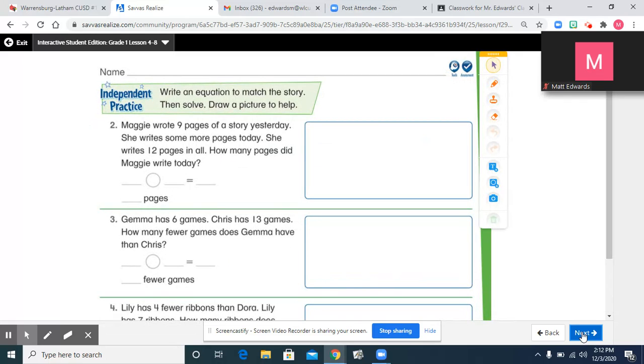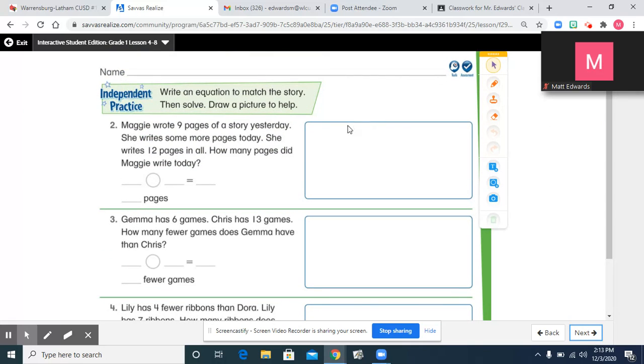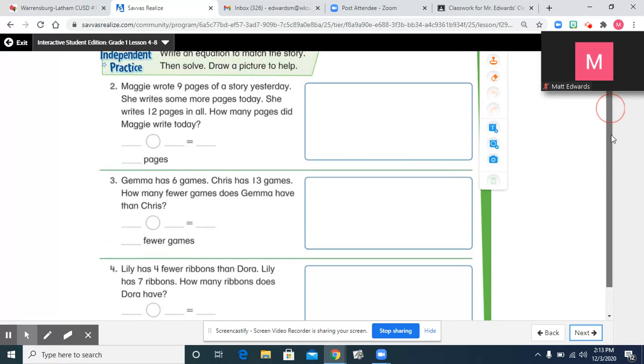Now you are doing the same thing on this page. You have 3 problems. That's all. Okay? You need to use this area to draw a picture in. You can make another equation in here, whatever you need to do to help you solve this equation. Okay? The directions say write an equation to match the story, then solve. Draw a picture to help. All right? You need to do numbers 2, 3, and 4. You have to do this page.